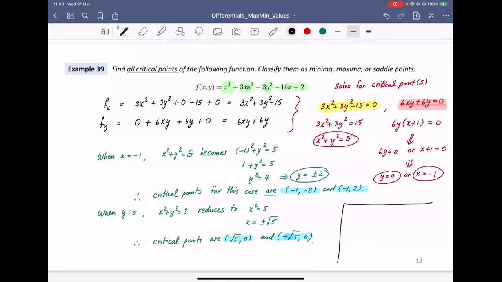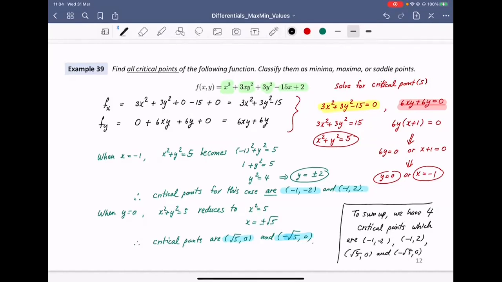All right. To sum up, we have 4 critical points. Well, this is perfect for the exam. This is the question that fits well on the exam for sure. We have four critical points, which are (-1, -2), (-1, 2), (square root 5, 0), and (-square root 5, 0) here.